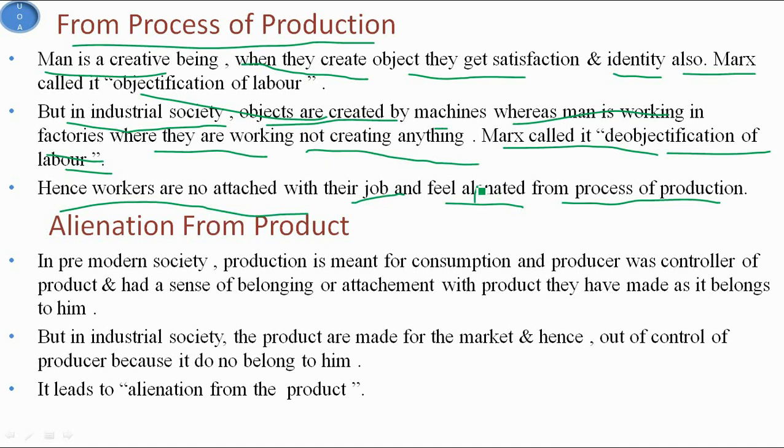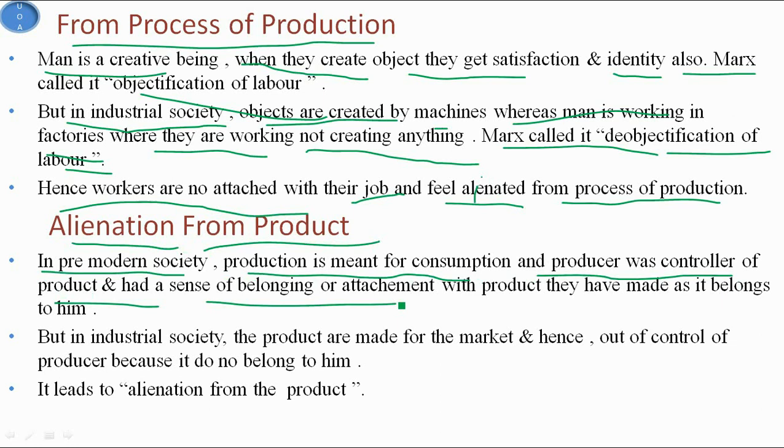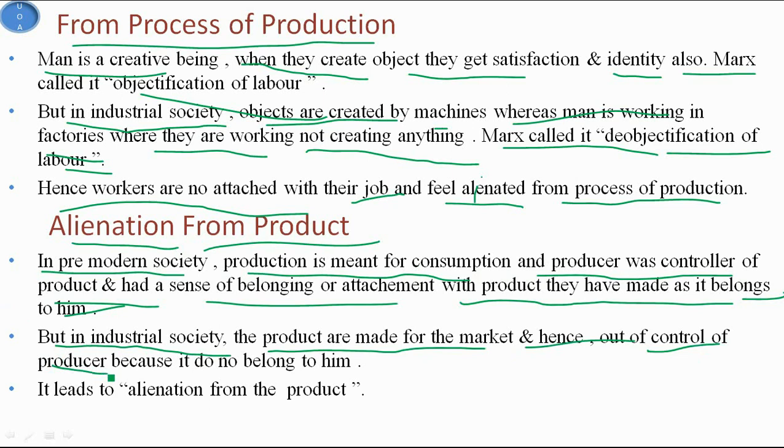Now we move to the next stage, that is alienation from product. In pre-modern society, production was basically meant for consumption, and the producer had full control over the product and a sense of belonging or attachment with the product they had made, as it belonged to him. But in industrial society, the products are made for the market and hence are out of the control of the producer, because it does not belong to him, because it will finally go to the consumer. Then it leads to alienation from the product.